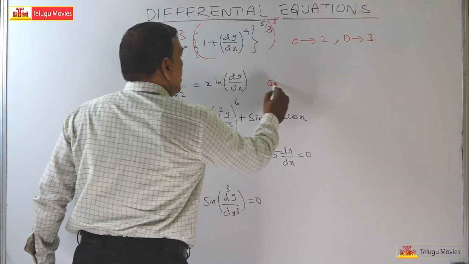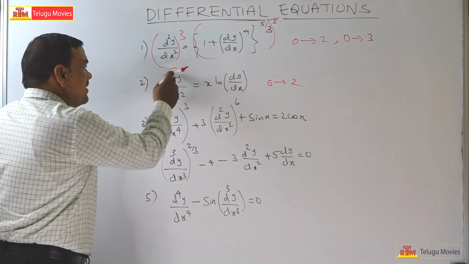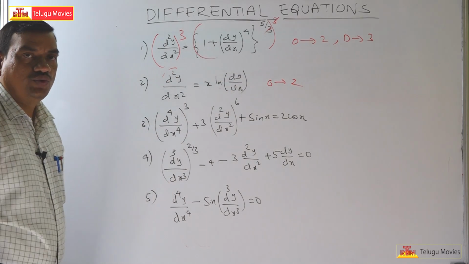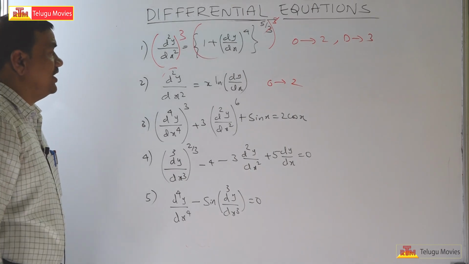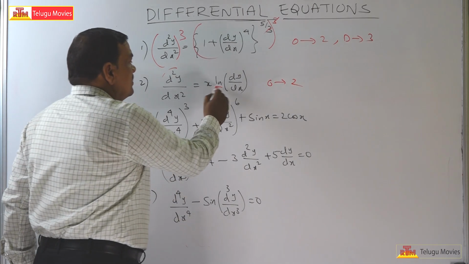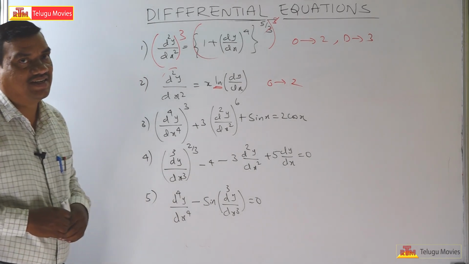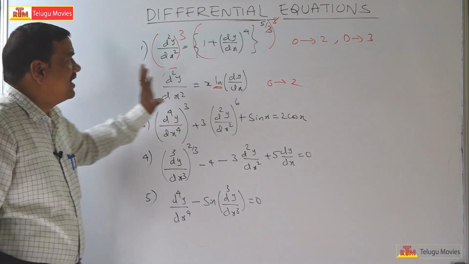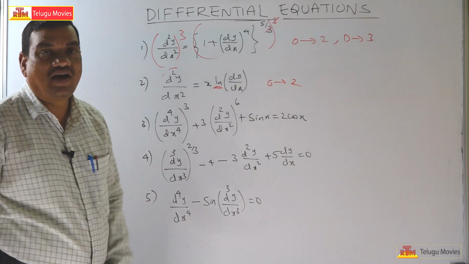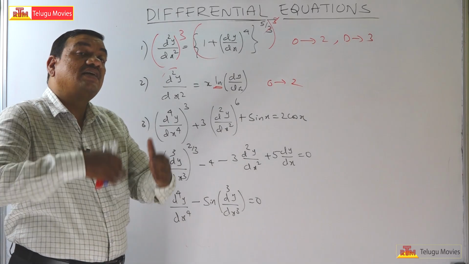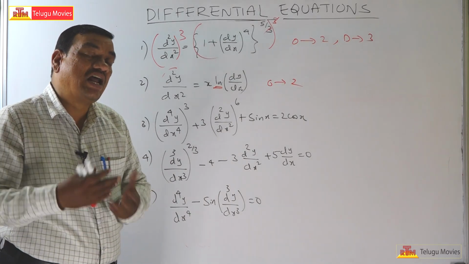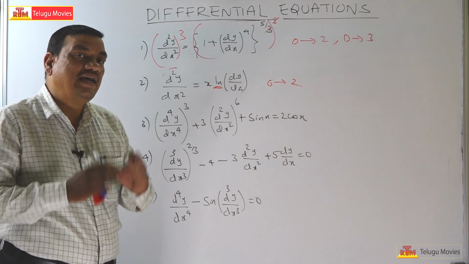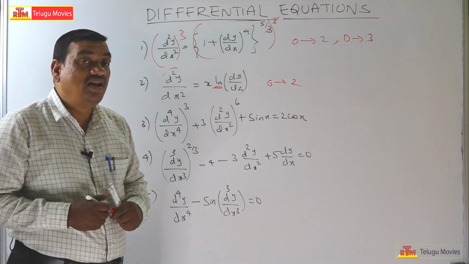Here clearly order is equal to 2. Why? Because here d square y by dx square is there, and dy by dx is there. So order is 2. But what about degree? Here, if you observe, this is ln of dy by dx. Can we express ln of dy by dx in polynomial form? No, you cannot. This is ln of, sin of, cos of dy by dx, tan of dy by dx, e to the power of dy by dx, like that. If those are there, then it cannot be written as a polynomial in the derivatives.